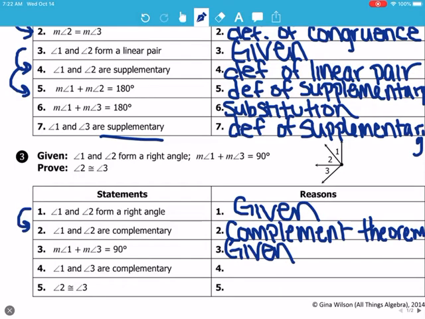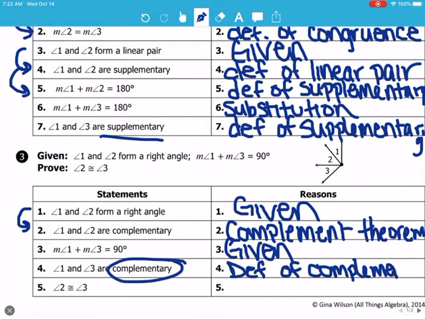Okay, we have line 3, that's a given, so going from 3 to 4, if angles 1 and 3 add to make 90, that means they are complementary. Then I see the word, so it's the definition of that word. Oh no, I'm running out of space. There's a Y at the end of that.